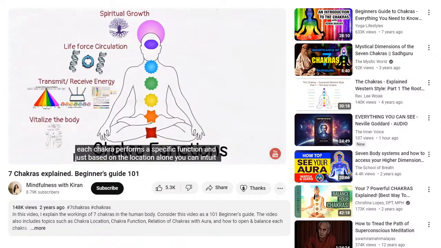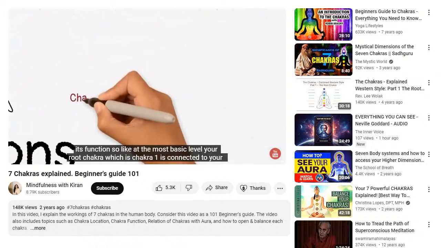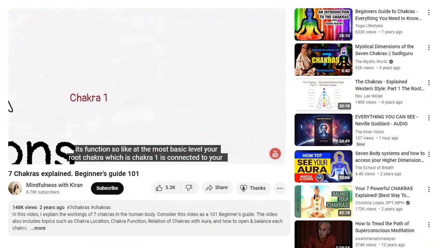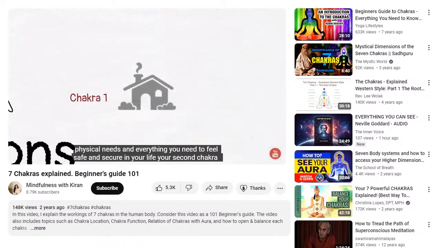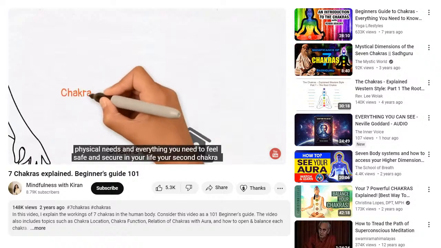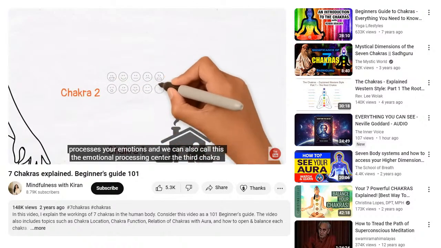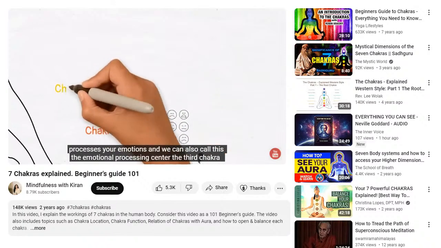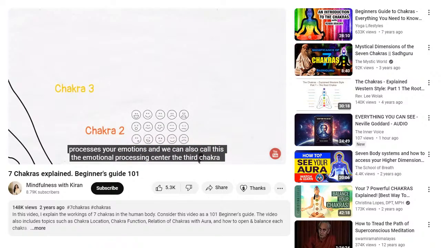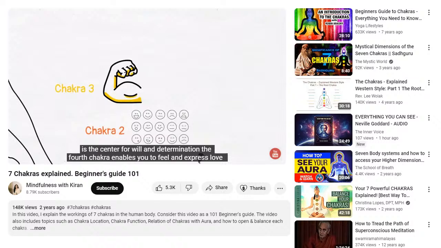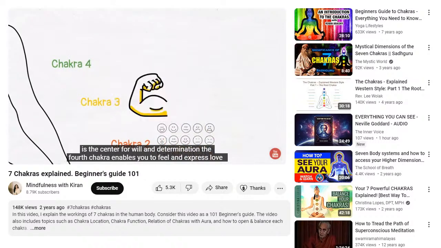Each chakra performs a specific function, and just based on the location alone, you can intuit its function. At the most basic level, your root chakra, which is chakra 1, is connected to your physical needs and everything you need to feel safe and secure in your life. Your second chakra processes your emotions, and we can also call this the emotional processing center. The third chakra is the center for will and determination. The fourth chakra enables you to feel and express love.